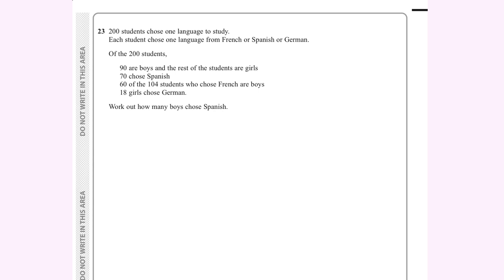and that's what we're going to do. Okay, we're going to use what's been given to us to help us. So we've got 200 students, so that's the total. They either choose from French or Spanish or German. So we've got 3 choices, French, Spanish, German. And then we've got boys and girls. So we've got 90 that are boys and the rest are girls. So we're going to split this up into pieces, alright?